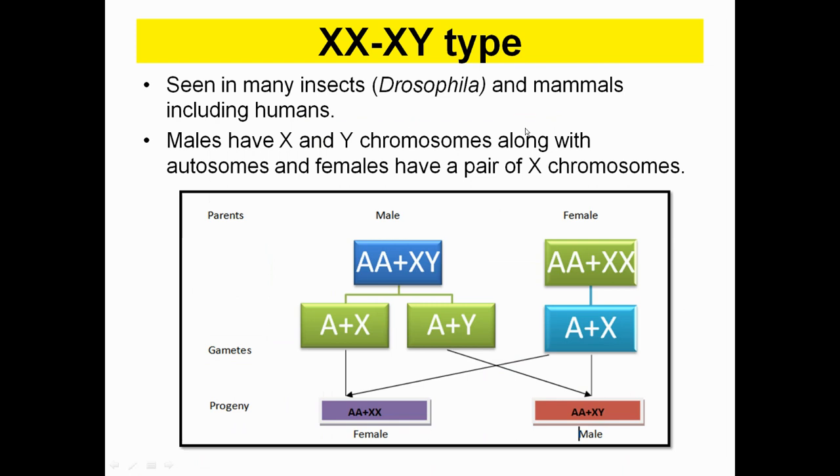Now comes the XX-XY type of sex determination. This is present in Drosophila and including humans. A represents the autosomes, and XY and XX represent the sex chromosomes. Autosomes are going to be divided separately in gamete formation, and one of the gametes will have the X chromosome and another one will have the Y chromosome. In females, all the gametes will be of similar type, and after fusion, we have XX for the female and XY for the male type.